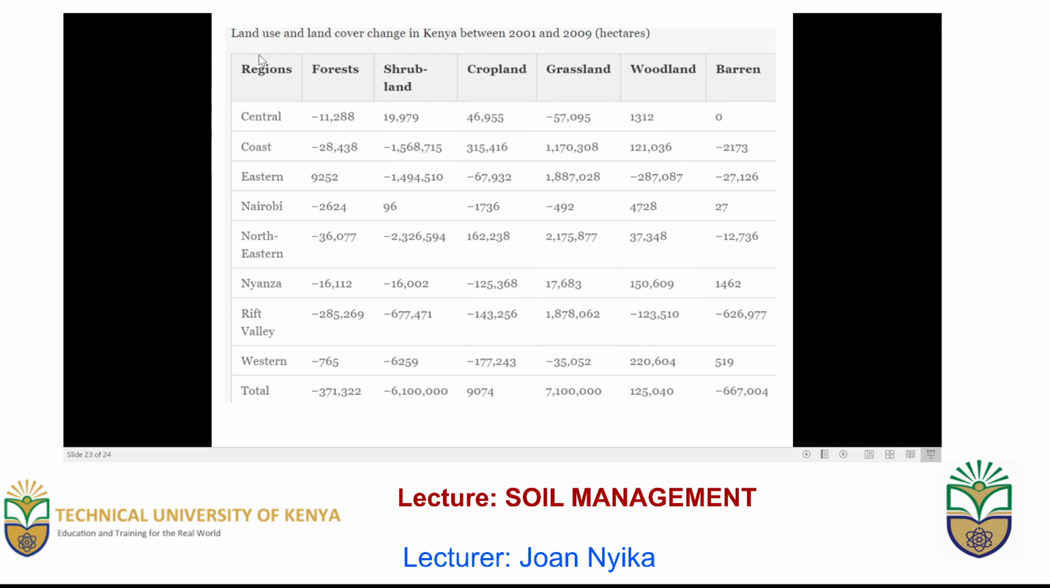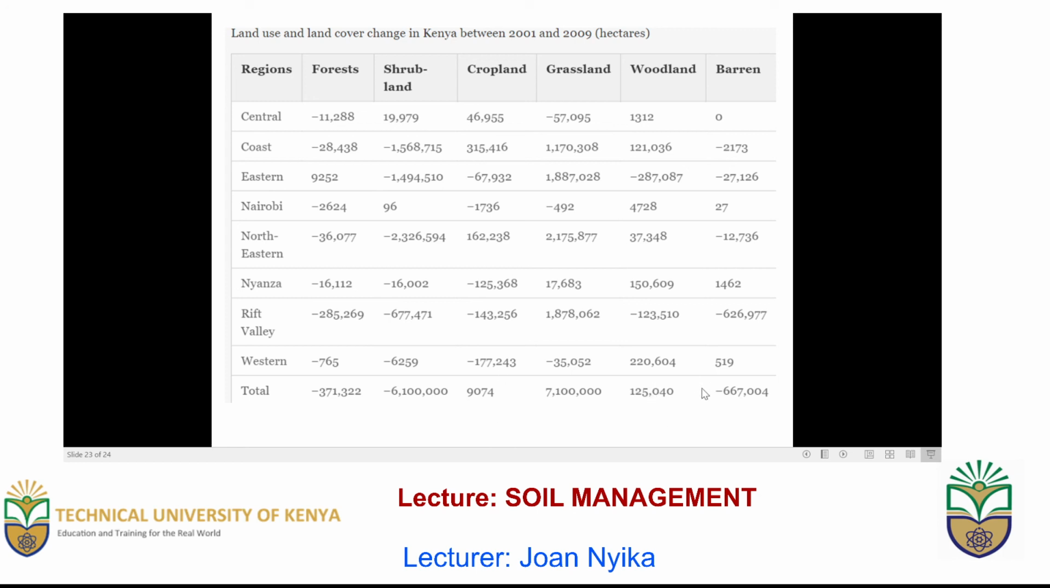When you look at this, these are the original provinces we had. This is the forest cover that has been lost, the shrub that has been lost, the cropland, the grassland, the woodland, and areas that are barren, or areas that have been converted to barren. And when you look at the totals here, it is very disappointing. The only positive thing we can say is that areas that have been converted to cropland, grassland, and woodland have increased. This is a positive aspect towards alleviating land degradation.